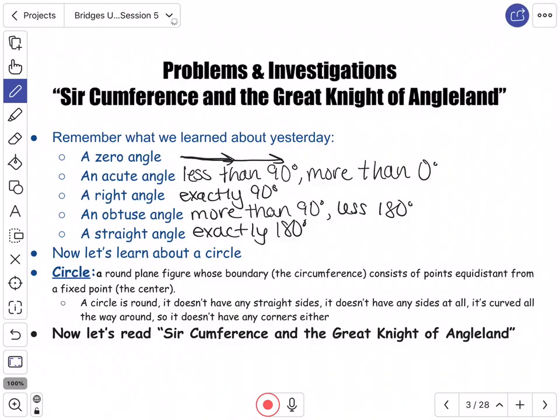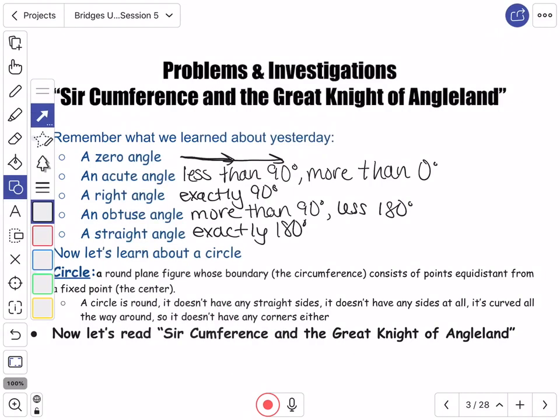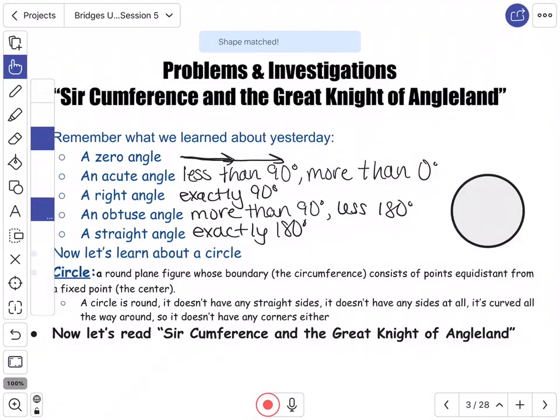All right, so now let's talk about a circle. A circle is a round, plane figure whose boundary, the circumference, consists of points equidistant from a fixed point, known as the center. A circle is round. It doesn't have any straight sides. It doesn't have any sides at all. It's curved all the way around, so it doesn't have any corners either. It is simply a circle.